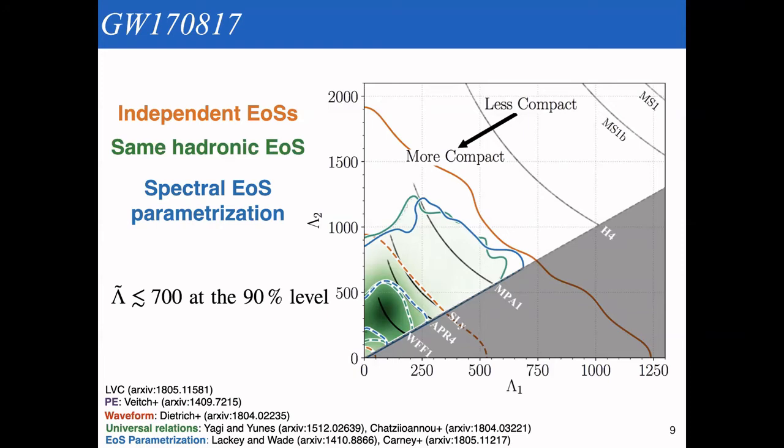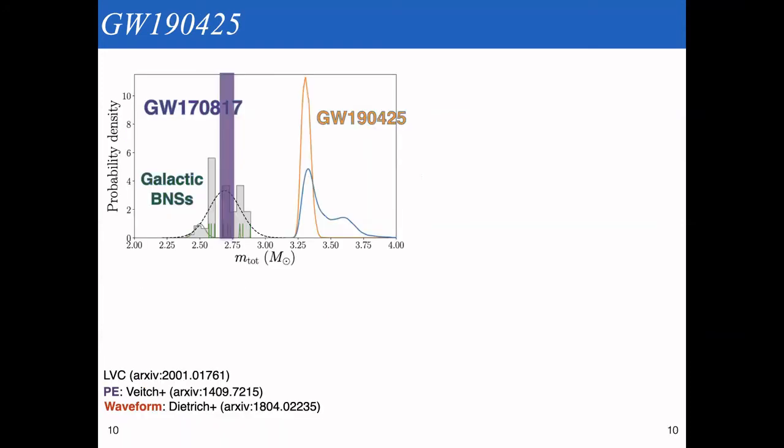So since then, we've had one more detection of a likely binary neutron star. The exciting thing about this was that it was much heavier than any other binary neutron star we've ever seen. So this is a plot of the masses of neutron star binaries we've seen in the galaxy, as well as GW170817. And this new event was much more massive, was about a 5 sigma outlier in the mass distribution.